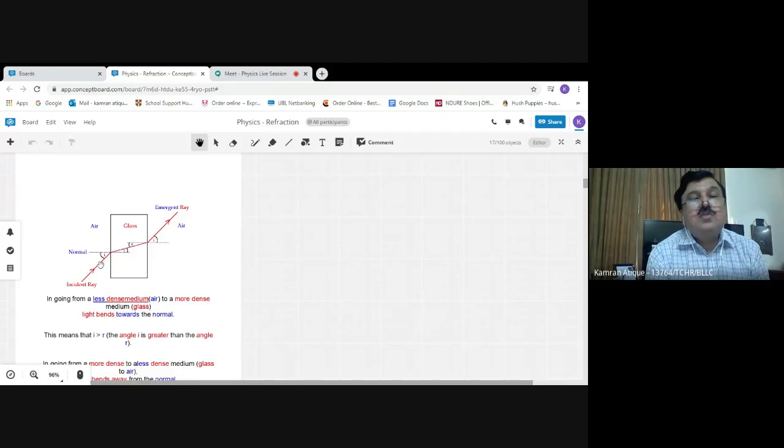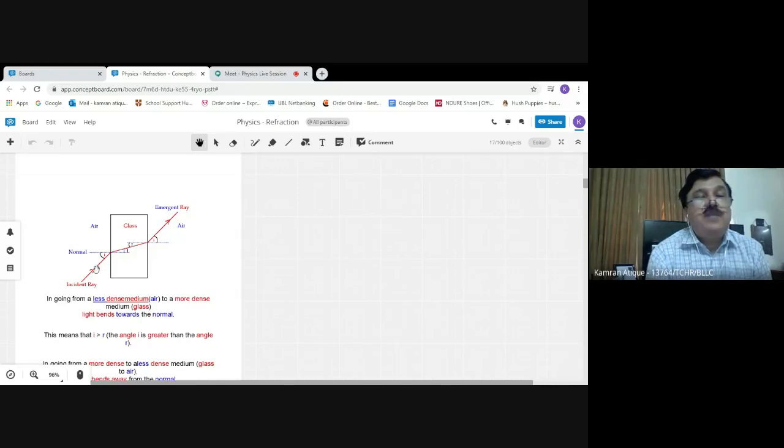So along this particular path, a ray of light has traveled and struck at the point of incidence. This is the point of incidence. This is the boundary line separating two mediums. I have also plotted, later on, after doing our experiment, we did plot this normal line. This is the incident ray of light.